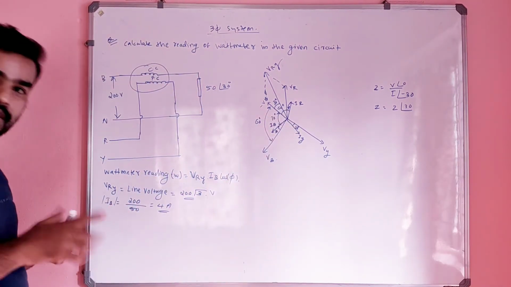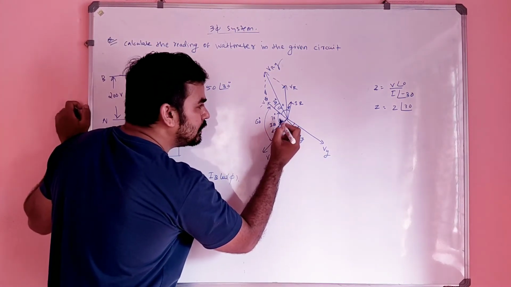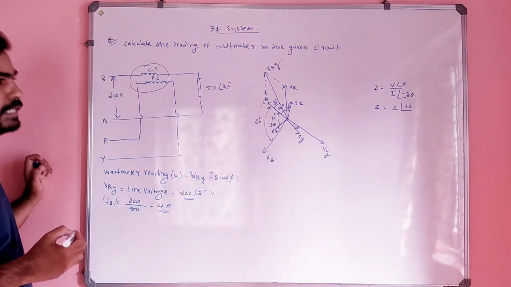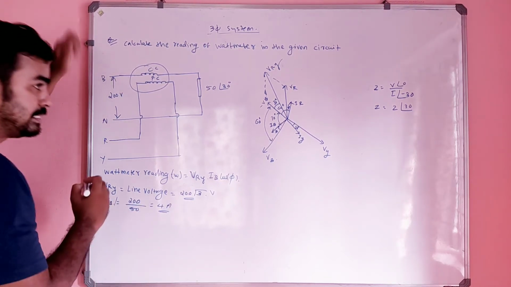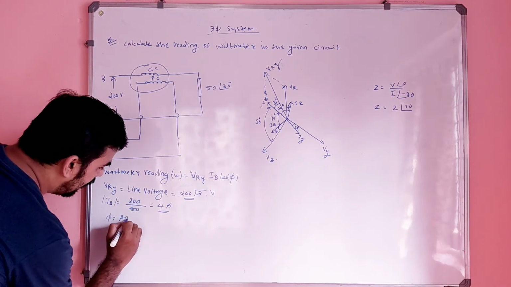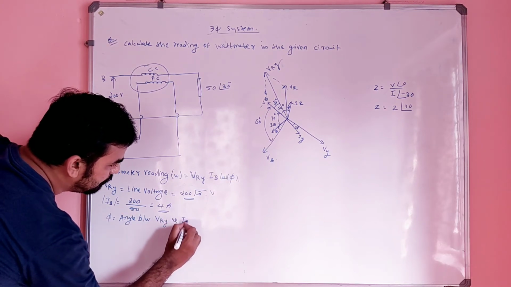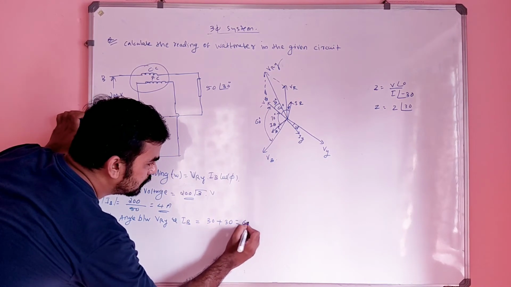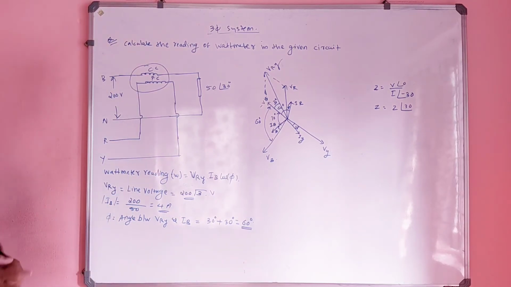Correct or no? Did you get that? See, this to this will be 30, no? So 30 plus 30. So the angle between VRY and IB will be 60 degree. So I can say that phi will be equal to the angle between VRY and IB, which is nothing but 30 plus 30, which is equal to 60 degree. Is it clear?